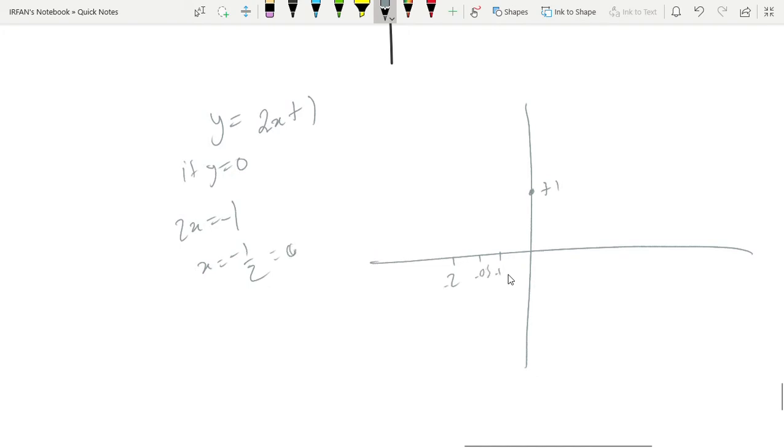Minus 1 by 2 is equivalent to minus 0.5, right? So minus 1, minus 0.5. So we can draw the graph like this. So this is the graph of y equals 2x plus 1. That's it. This is very simple.